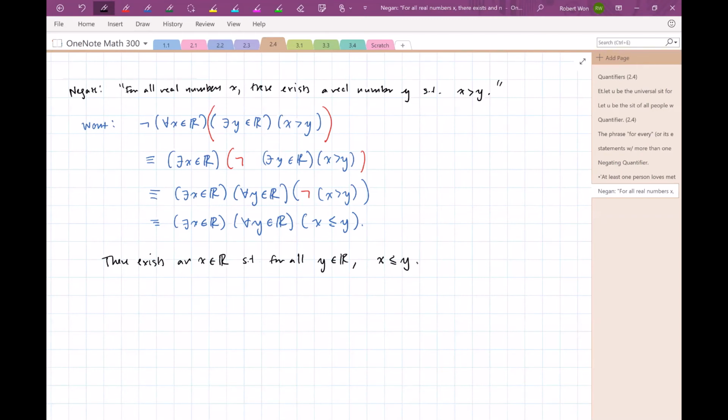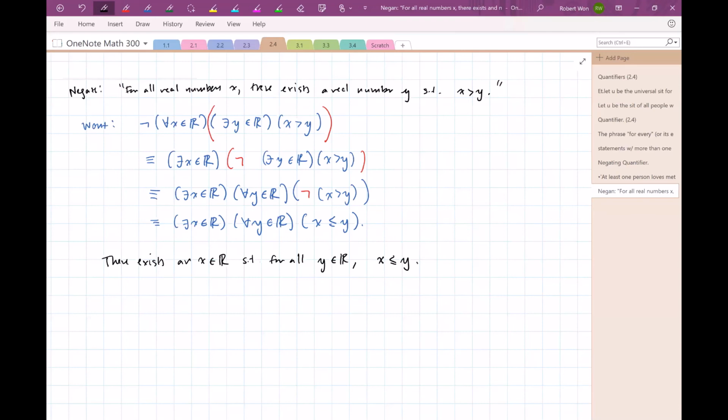And let's see if this agrees with our intuition for how to negate the statement. So the statement said no matter which real number you pick, you can always find a real number smaller than it. How could that be false? That would be false if there was some real number that had no numbers smaller than it. And that's exactly what our last statement is saying. There exists a real number x such that every other real number y is bigger than or equal to x. In other words, x has no real numbers that are smaller than it. So this process that we did with just symbolic manipulation yielded a correct negation.